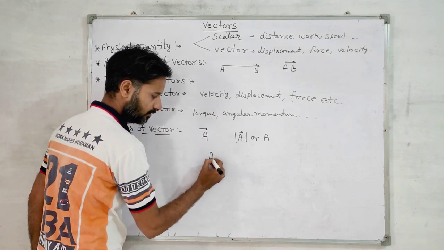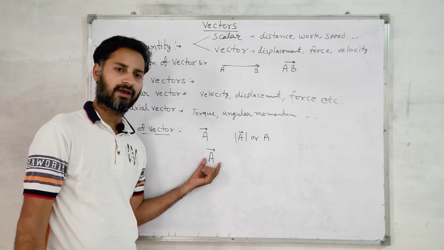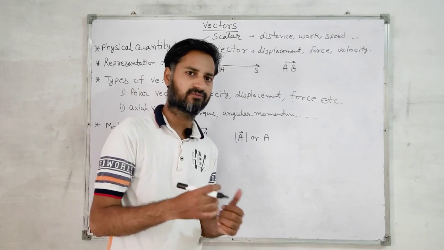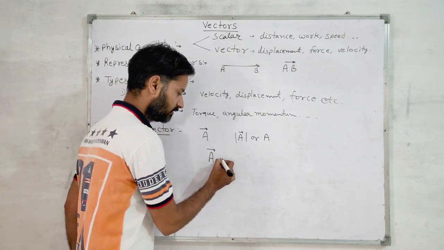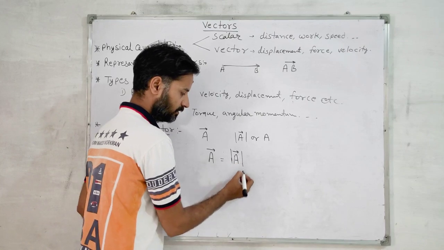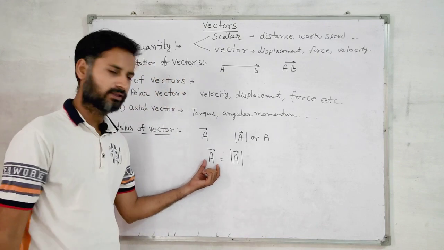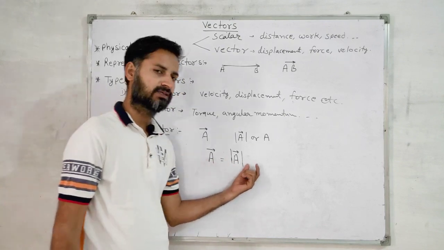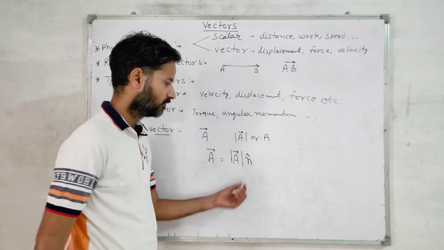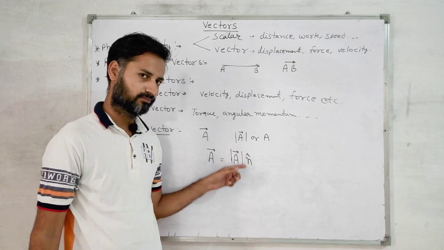Since this vector has both direction and magnitude, if we want to write them separately, then this can be written as modulus of a. This will be magnitude, and for showing the direction of this vector, we place here a unit vector. Let this be n cap. Unit vectors are represented by a capped symbol.